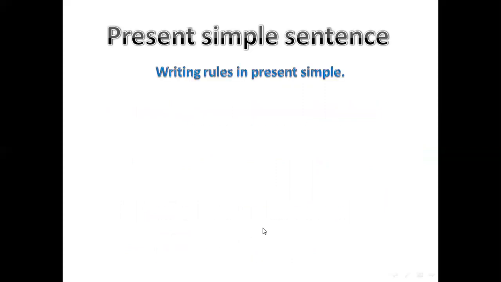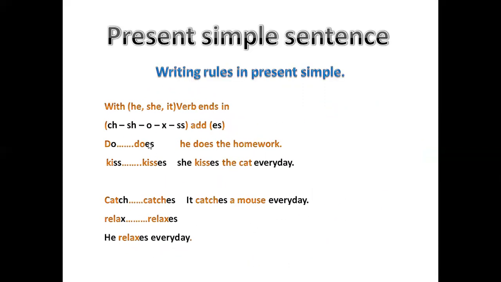Now we study the verbs that end with SH, CH, X, SS, or O. We put ES with he, she, and it. Do, does. He does the homework. Kiss, kisses. She kisses the cat every day. Catch, catches. It catches a mouse every day. Relaxes. He relaxes every day.